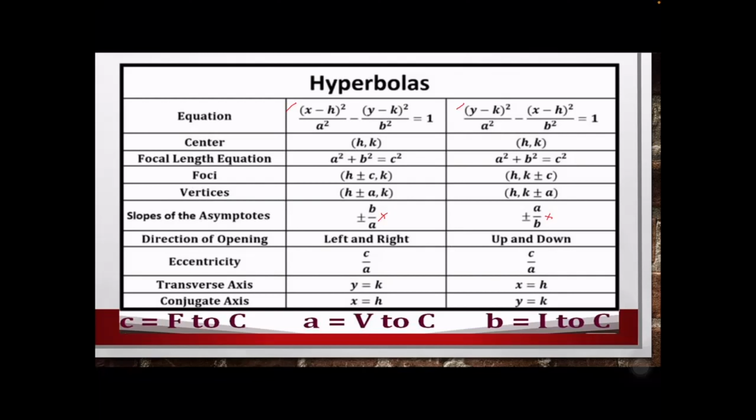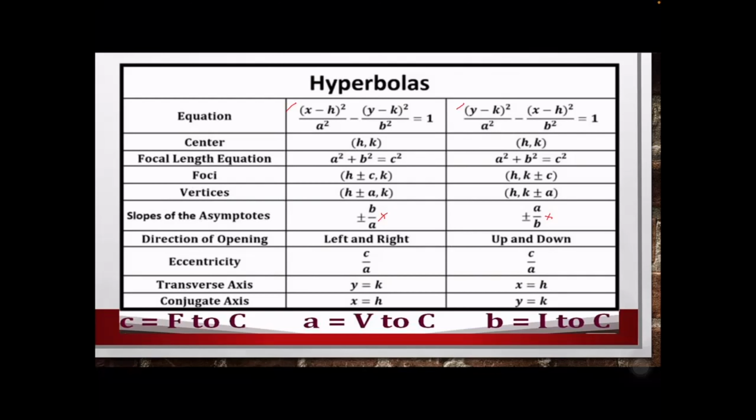Then, we will have the c is equal to F to C. Gagamitin ulit natin yan. Yung a is from V to C, vertex to center. Then, your b is from I to C. So, yun po yan. Nagpapaya po na yung ating mga formula or screenshot.